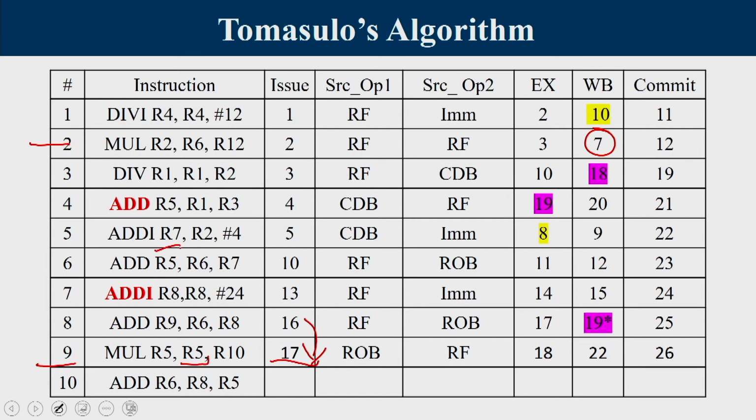What about R5? R5 will be produced at clock cycle number 12. So, from 12 to 23, value of R5 is available in reorder buffer. So, I am issuing at 17, and at 17 the content of R5 is available in reorder buffer. What about R10? Nobody is producing, so R10 is there in register file. 17 issue happens, 18 execution happens, and then it is a multiplication operation. So, 18, 19, 20 and 21, 4 cycles to complete multiplication. 22, the result is returned to CDB, and then commit happens on 26.